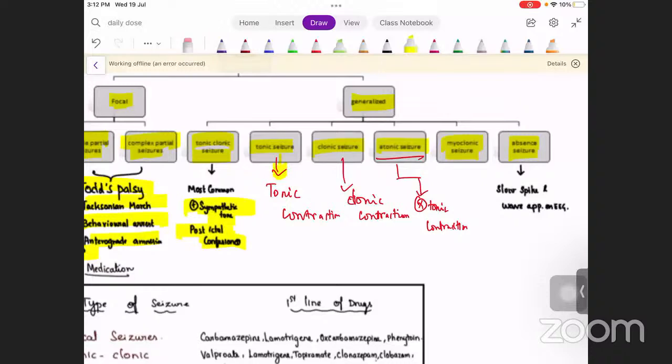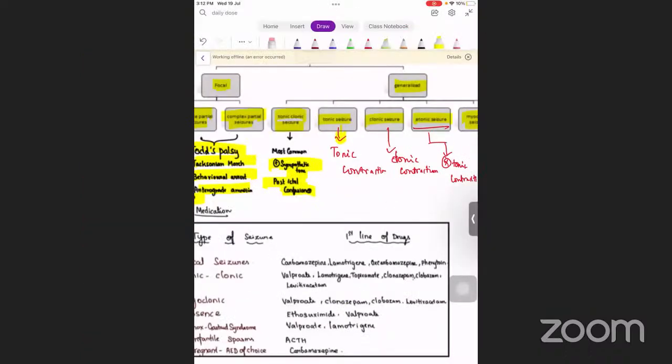Now, apart from that, you may have an absence seizure. There is a typical case scenario you may be asked with the absence seizure: the slow spike and wave appearance on EEG. There is rapid blinking of eyes followed by staring at the wall. Rapid blinking of eyes followed by staring at the wall is the classical clue they may give you.